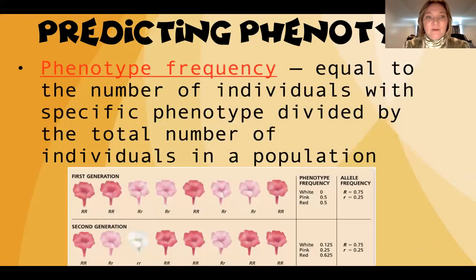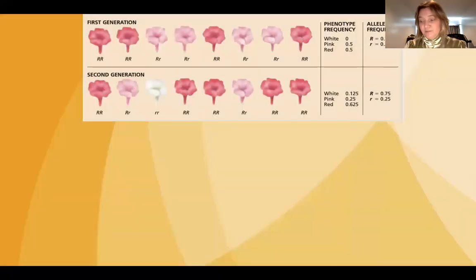So phenotype frequency is equal to the number of individuals with a specific phenotype divided by the total number of individuals in a population. It's the same thing as allele frequency, only we're talking about phenotype, the way that it looks, its physical appearance, rather than the alleles.